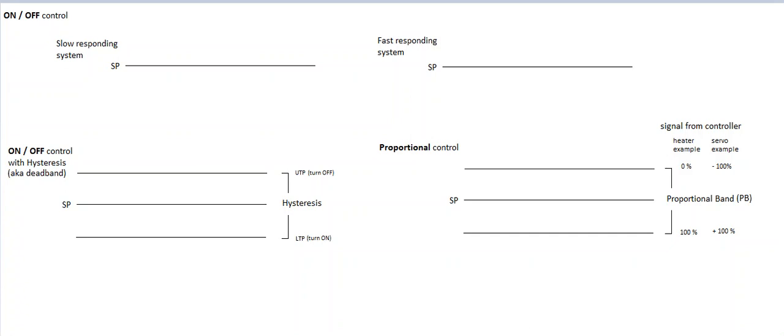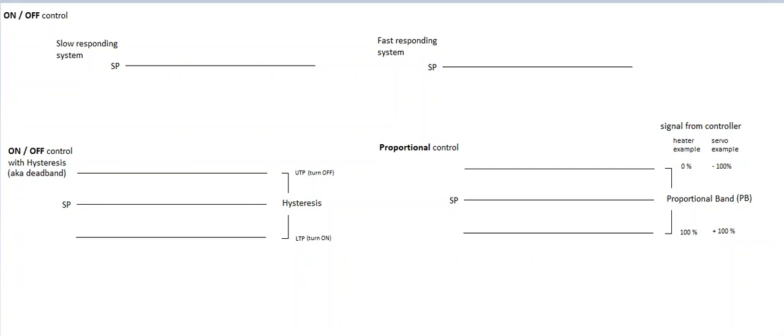In this video, we'll look at some of the most basic methods of control. Later on, we'll add options like integral and derivative. But to start out, we'll start with just on-off control, adding hysteresis, proportional control, and then try to understand the relationship between the proportional band and gain, which are just inverses of each other.